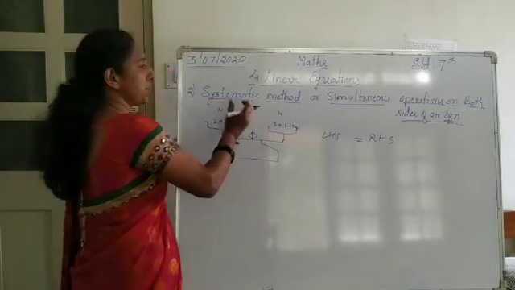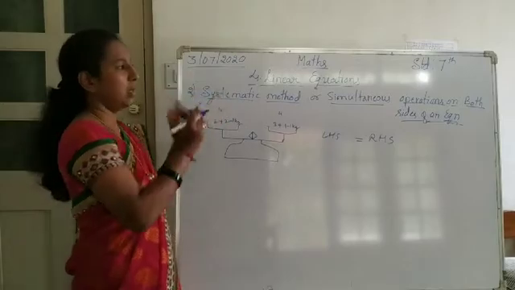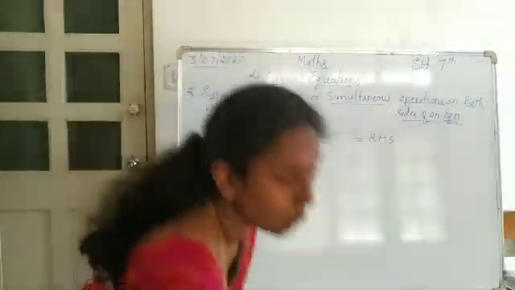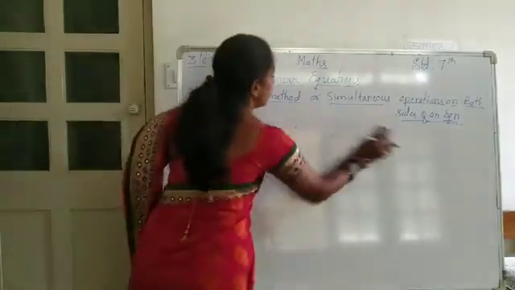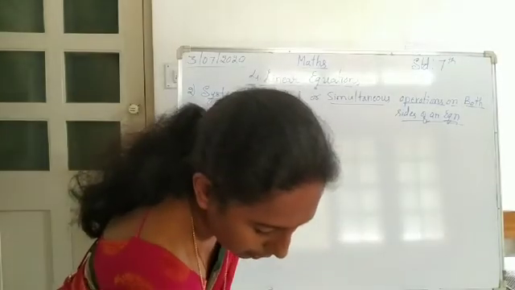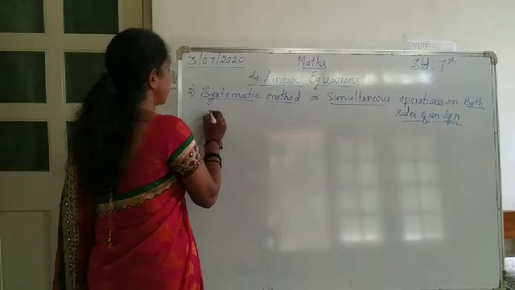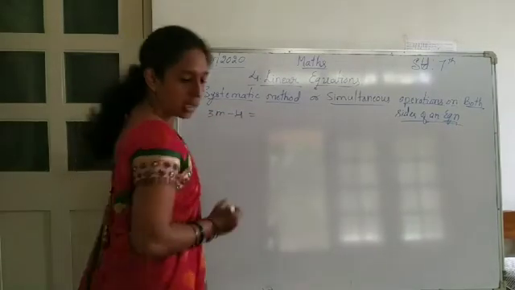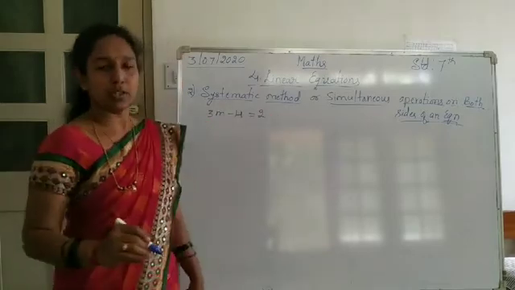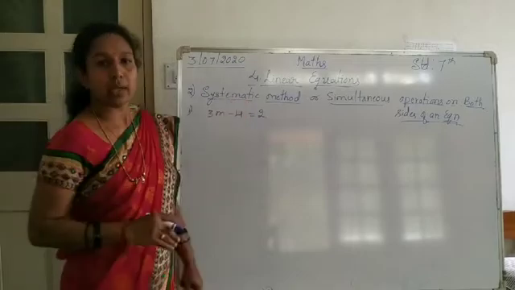Simultaneous operations means addition, subtraction and so on, done on both sides of the equation. Whatever I do here, I will do the same there. Okay, so this is about the systematic method. Now how do we do this using an equation? Let us solve some problems, then we will come to know. Let me take an equation, 3m minus 4 is equal to 2. How do we solve this using the systematic method?